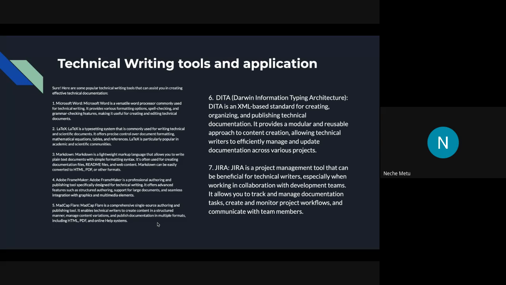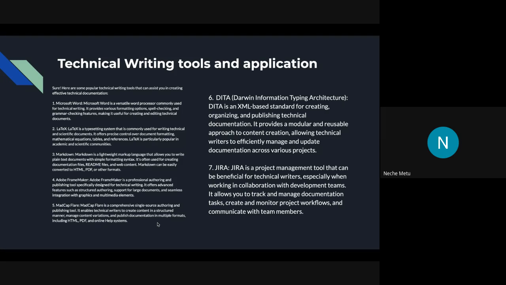So we have Markdown. Markdown is a lightweight markup language that allows us to write plain text documents with simple formatting syntax. You use it for creating documentation files, your README files. A README is information about your product. For example, you develop a product, your README will tell us the technologies you use, and all those stuff, the process. Also web content. Markdown can be easily converted to HTML, PDF, or other formats. So this one is very familiar and very popular to technical writers. The syntax for Markdown is very simple. You don't need to cram it. You just need to have the cheat sheet by your side. And then you do your thing.